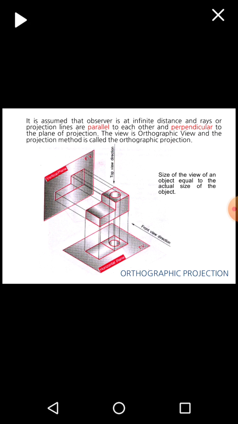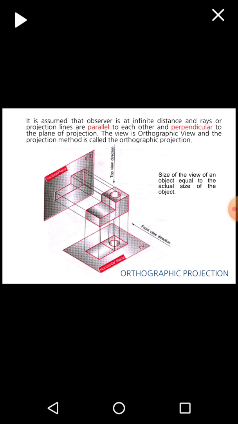So the projection lines are coming parallel to the object and perpendicular to the plane of projection, that is the vertical plane, and we are taking its projection on the vertical plane. That projection we can call a front view.